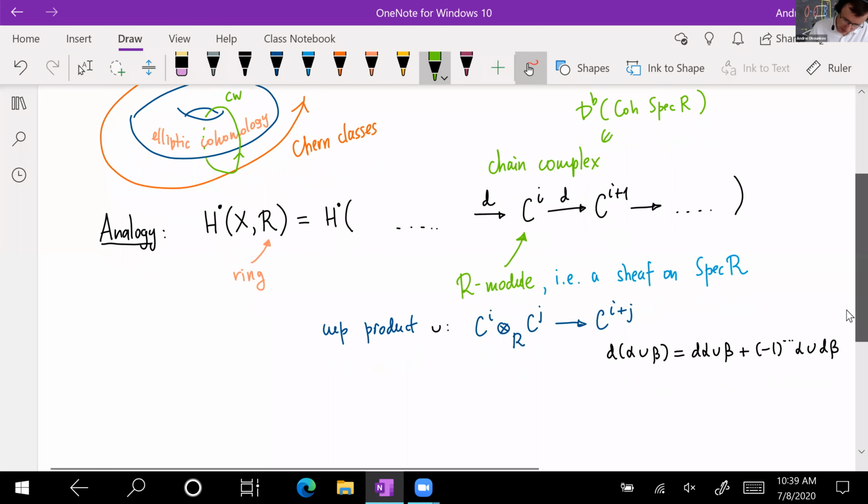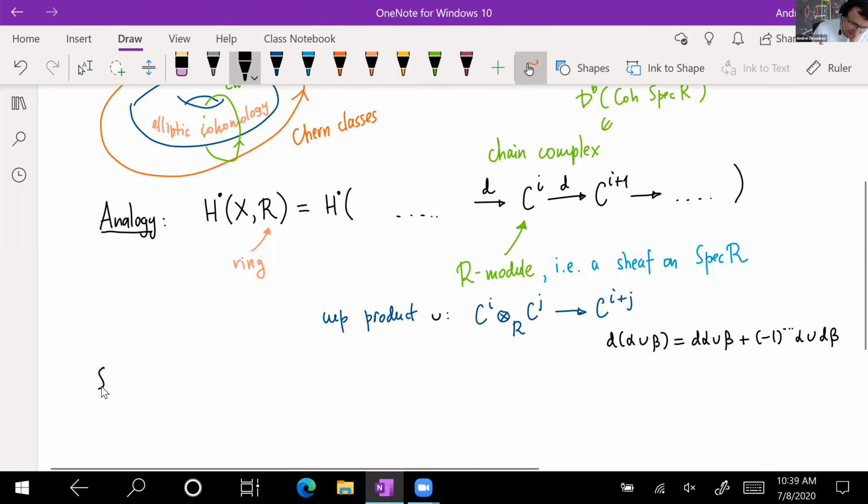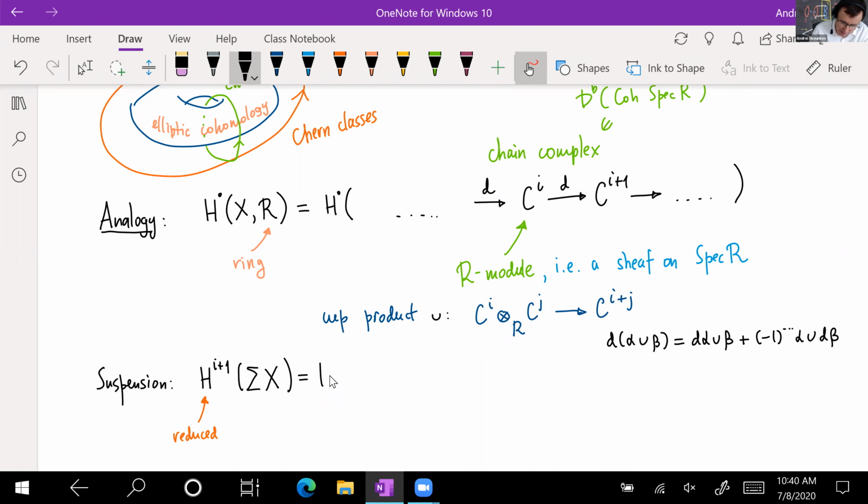Okay. And so various properties of cohomology, such as suspension. So there's a suspension isomorphism. What does the suspension property say? It says that the i plus first reduced cohomology of the suspension of X is the same as the i-th cohomology of X itself, both reduced. Reduced cohomology is cohomology modulo the cohomology of a point. So that says the suspension shifts this complex by one.